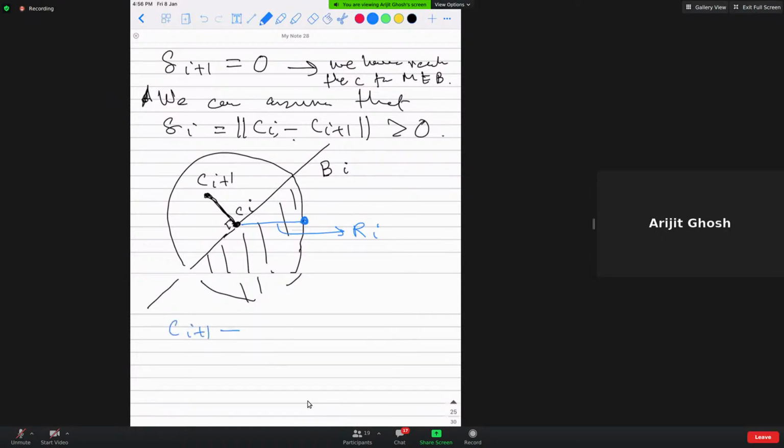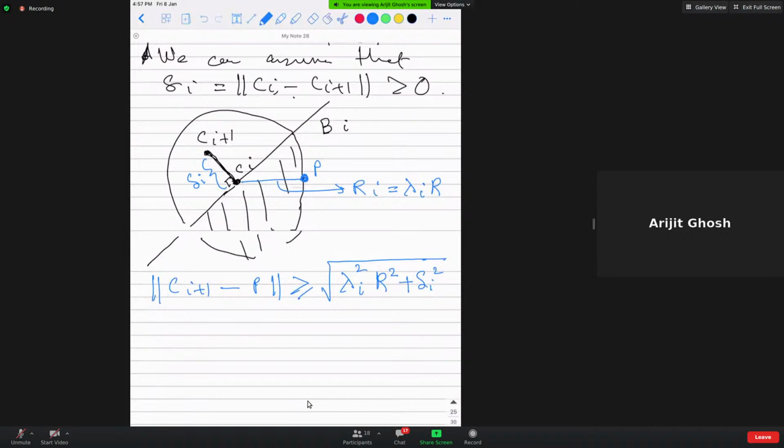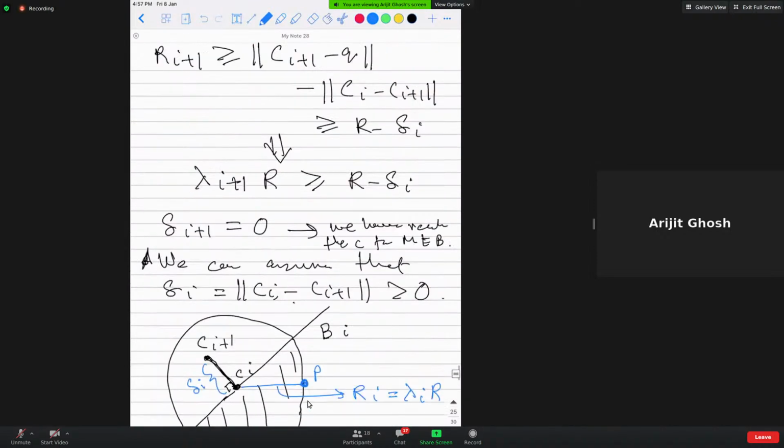So I can say that, let's call this point P, Ci plus 1 minus P, this distance is greater than or equal to the square root of lambda i R squared plus delta i squared, since Ri is nothing but lambda i R. But the point P is contained in Qi plus 1, because P is contained in Qi, and Qi is a subset of Qi plus 1, right?